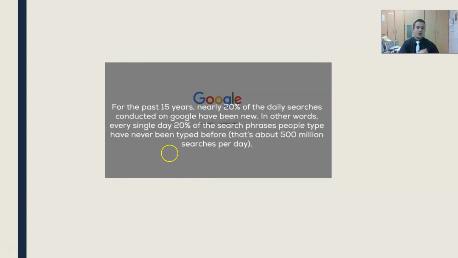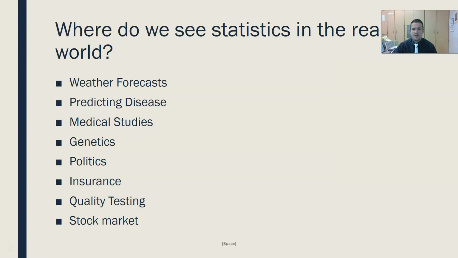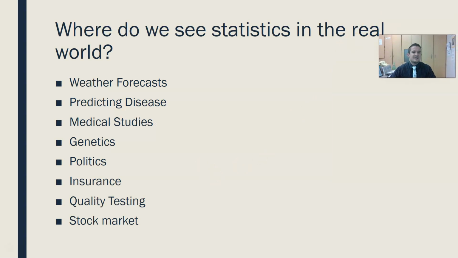So, just a quick statistic for you. For the past 15 years, nearly 20% of all the daily searches conducted on Google have been new. In other words, every single day, 20% of the search phrases people type in have never been typed before. That's about 500 million searches per day. That's kind of cool. Every single day, 20% of the searches that day have never been typed before. That's a statistic.